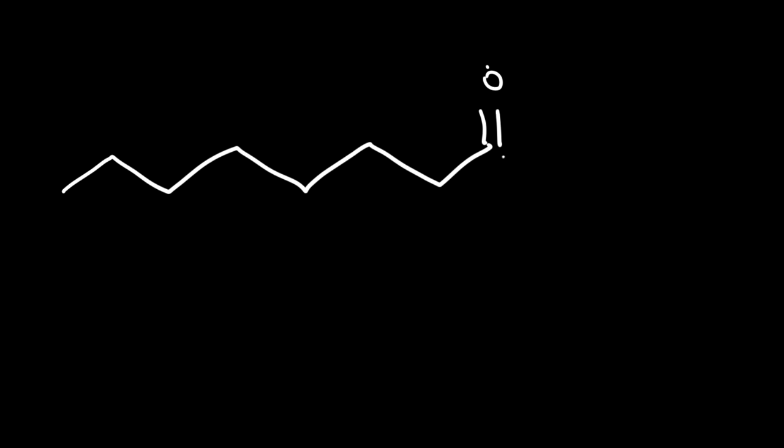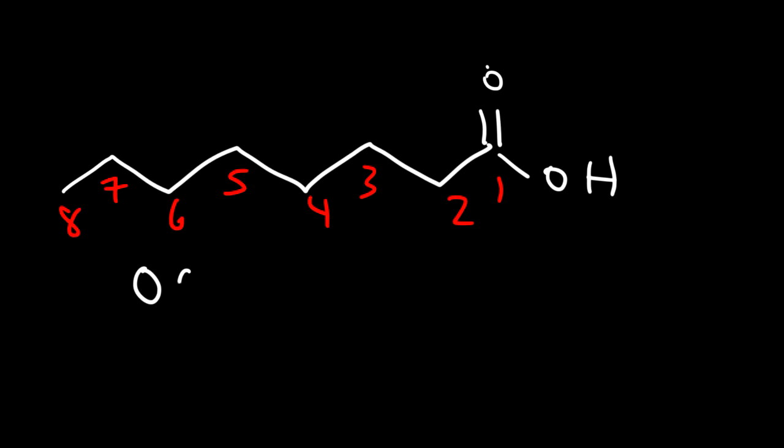Let's try this example. Go ahead and name this particular carboxylic acid. So we have a total of 8 carbons, which is associated with the name octane, but it's going to be called octanoic acid. And as you can see, the carboxylic acid is always on position 1. Thus, there's no need to say 1-octanoic acid. It's simply octanoic acid.